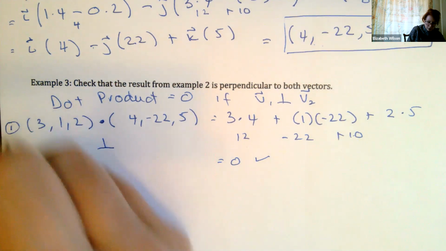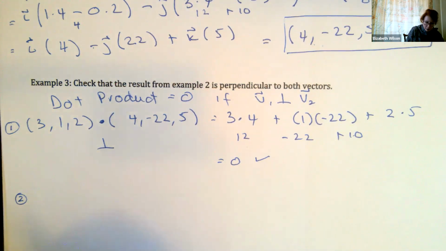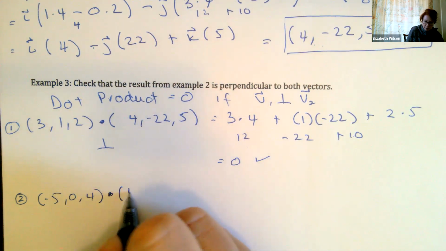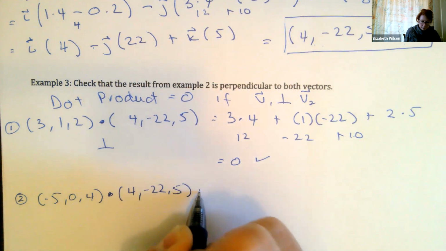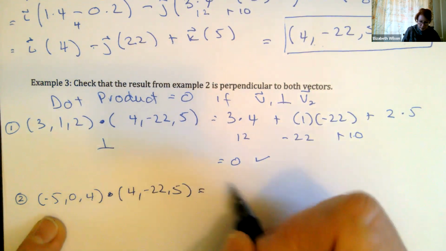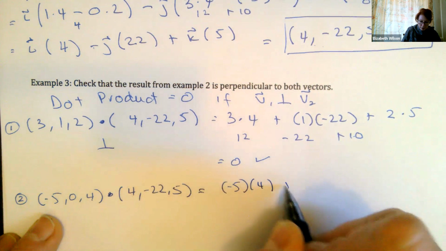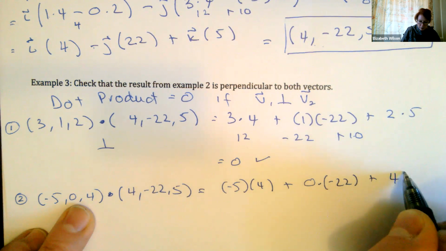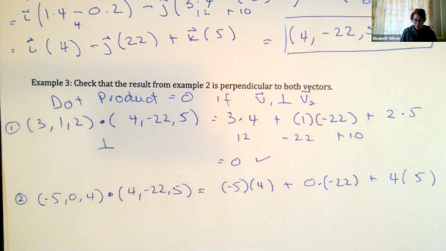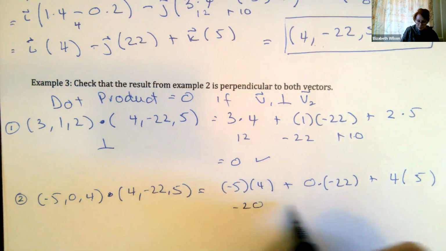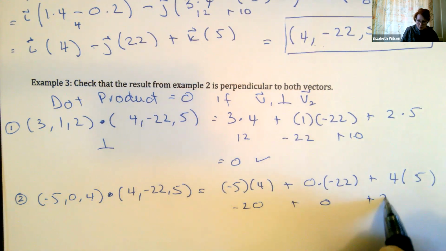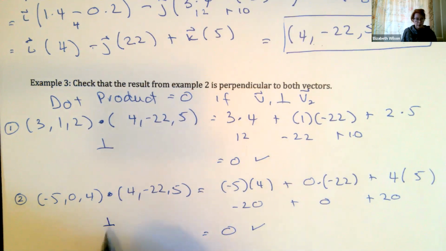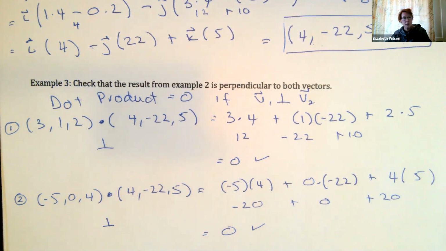These two are perpendicular. That's number 1. Number 2, I'll take the other one. So I'm going to go minus 5, 0, 4 dot product with my resultant vector. What do we get? So I'm going to get minus 5 times 4 plus 0 times minus 22 plus 4 times 5. You can see what's going to happen, right? So this is minus 20 plus 0 plus positive 20. So 20 plus a minus 20 is equal to 0. Check. These two are perpendicular. Okay. So we just did a quick check.